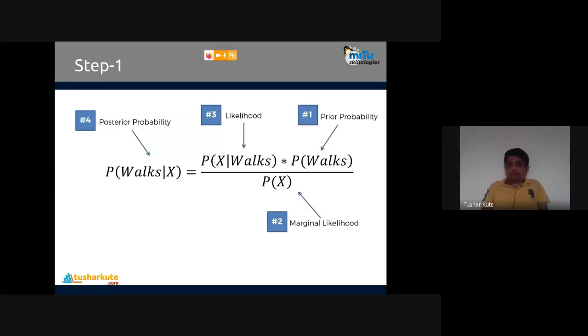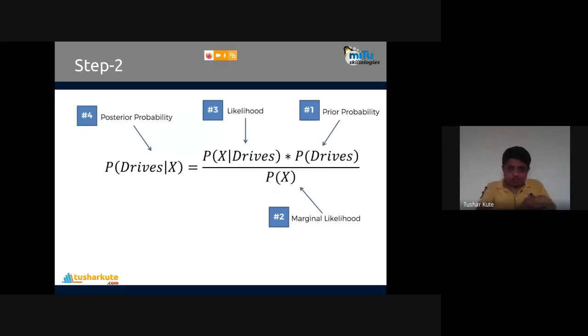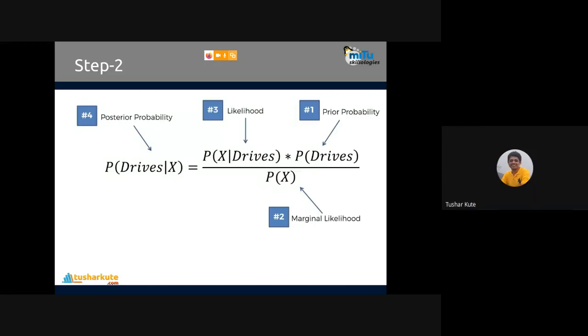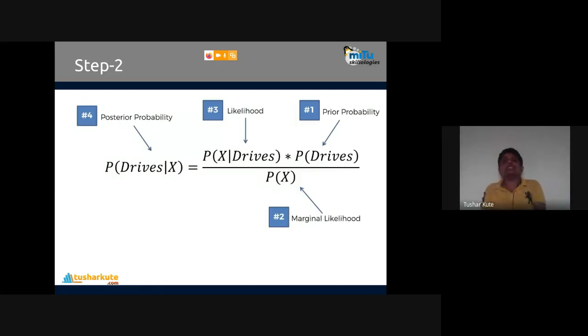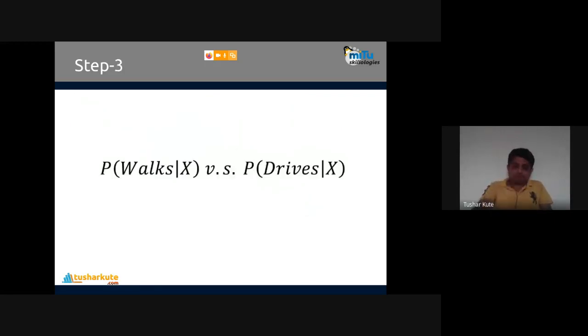We are going to do this step by step: prior probability, then marginal likelihood, and then posterior probability. Then we'll find the probability that the new element will go in the walker category. The same will go for the driver category also, only the result is different. What is the probability the element will go in drive, and what is the probability it will go in walk? Whichever class has the higher probability, the element will be classified in it. Now, this is my race. Who will win, walker or driver?